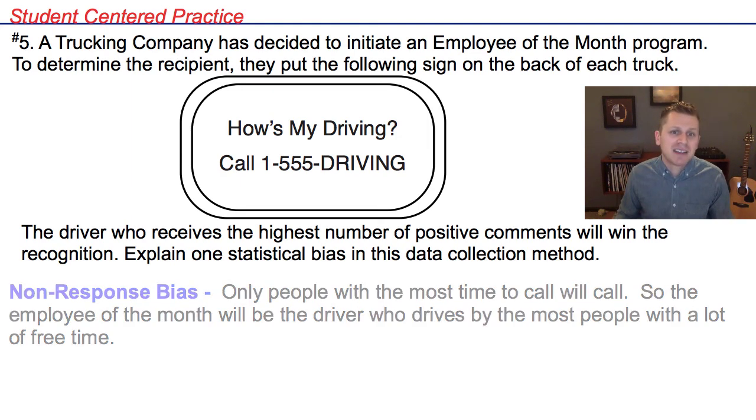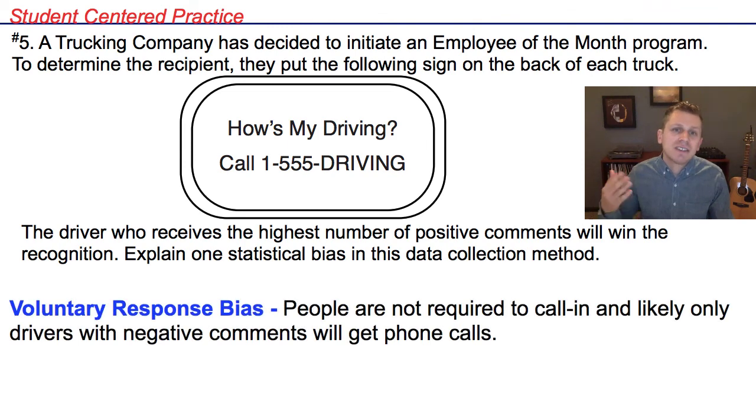Another obvious bias here is a voluntary response bias. People are not required to call in, and likely only drivers with negative comments will get phone calls. In this way, how can I see who is going to have the highest number of positive comments, as I'm only going to get phone calls likely that are negative? So there might be a bunch of drivers that don't get any comments, and I wouldn't know who did the best driving.